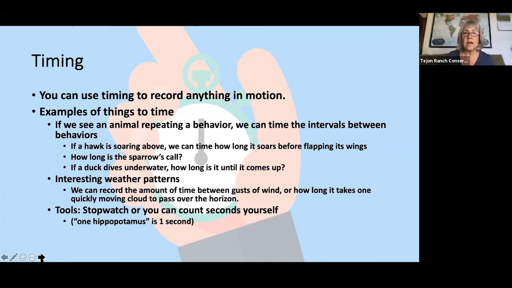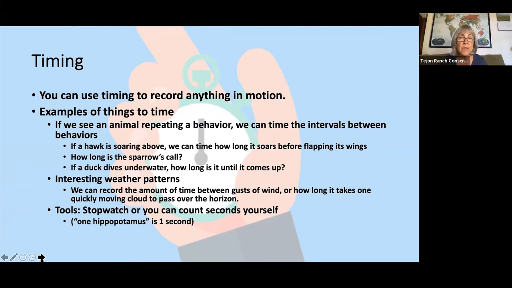So now we're going to talk about the next activity, and this is completely separate from the first one. So you're going to do a completely new journal entry. This one is on timing. You're going to be timing something. You can use timing to record anything that is moving. Examples of things that are moving. We see animals that repeat behaviors all the time, and we can measure and time the intervals between those behaviors.